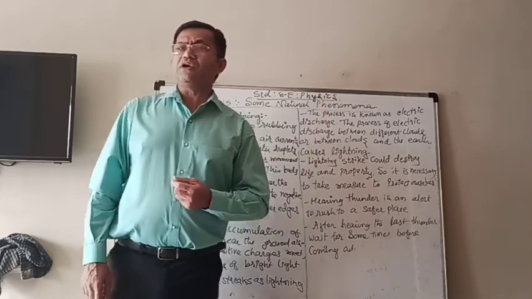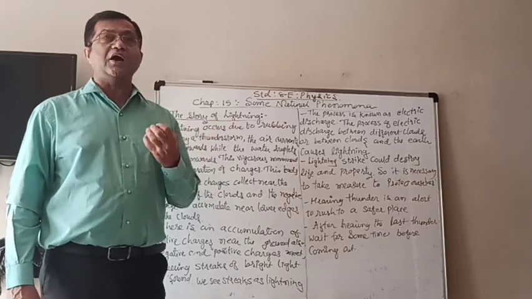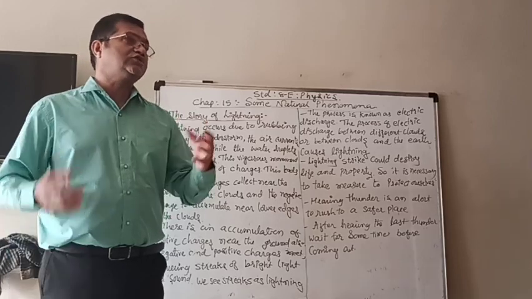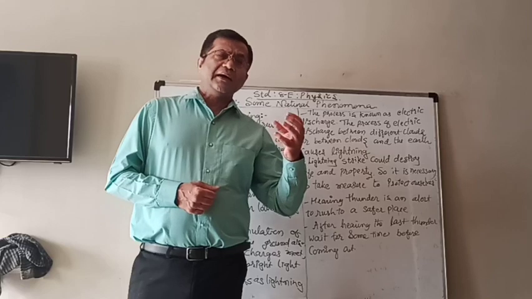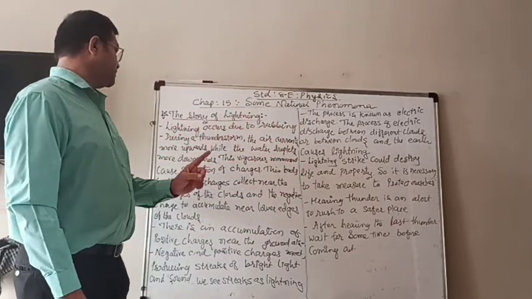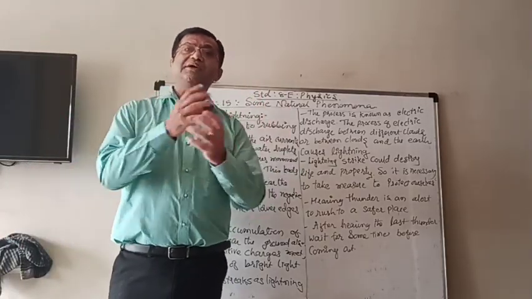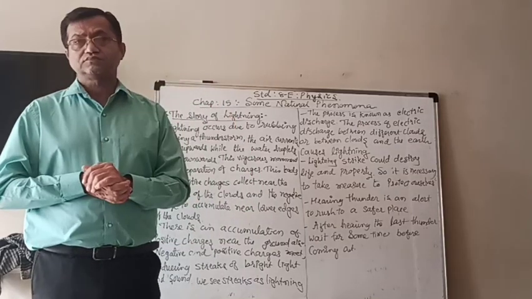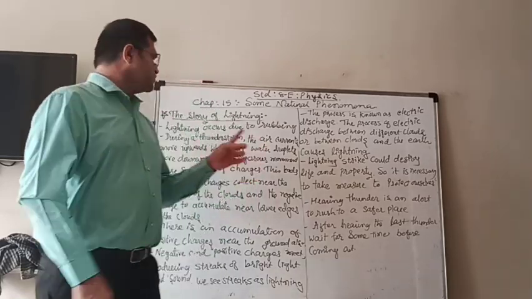Now today we are going to talk about the story of lightning, meaning how lightning takes place in the cloud during the rainy season. We saw that lightning occurs due to rubbing. So what is rubbing with each other there in the sky? We are going to learn about it today.